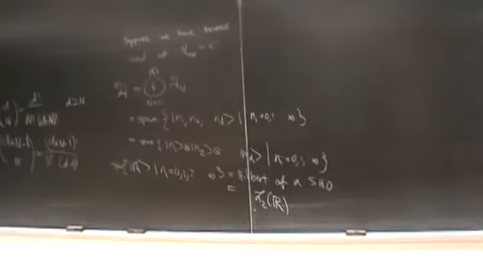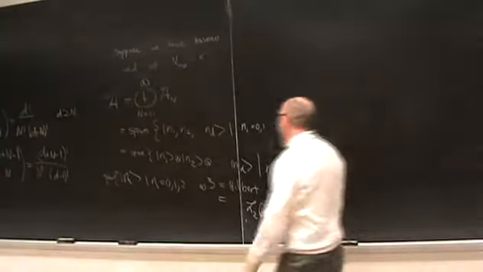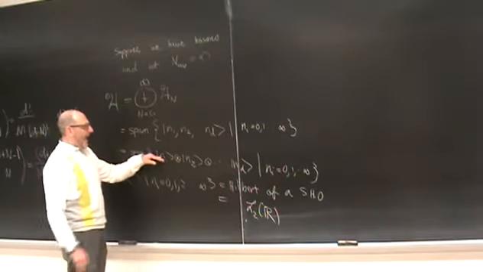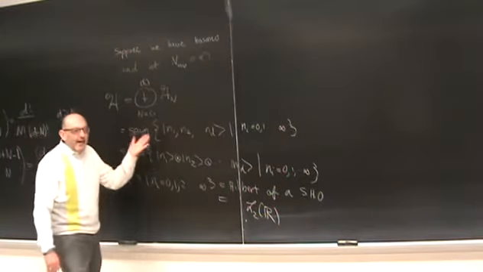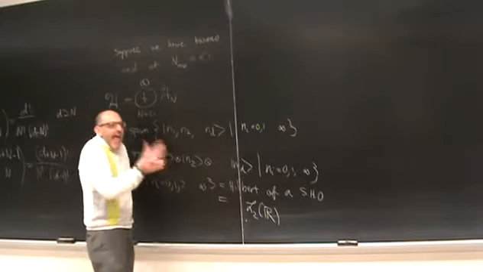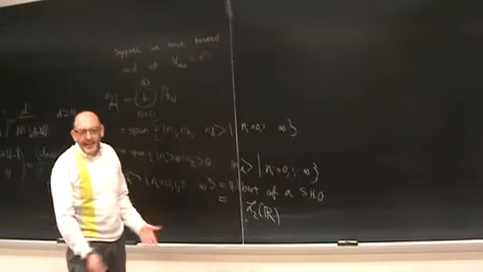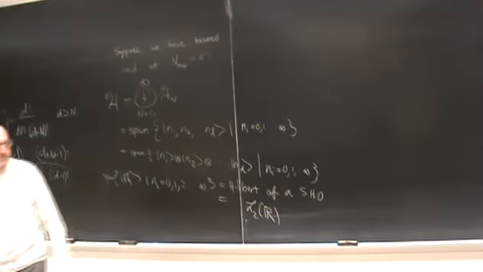Since it's the span of that space, I don't have to think about these as Hermite polynomials. The span of that is any wave functions that are normalizable on the line. That is this Hilbert space.